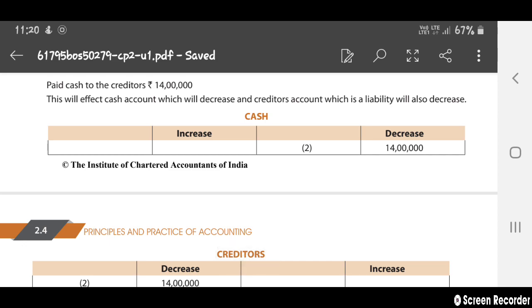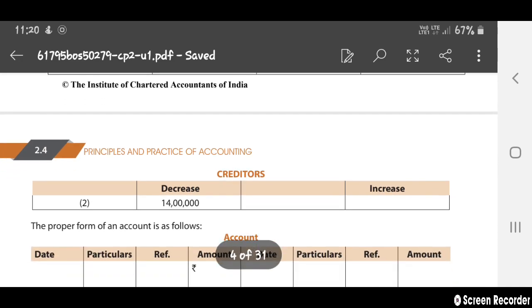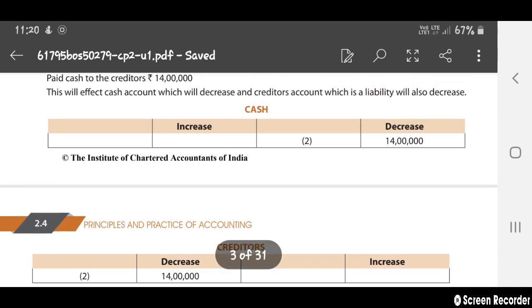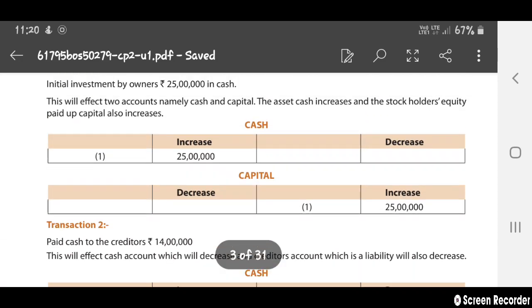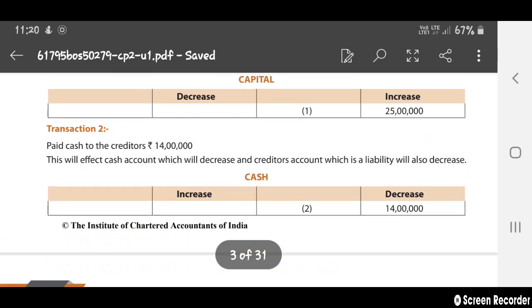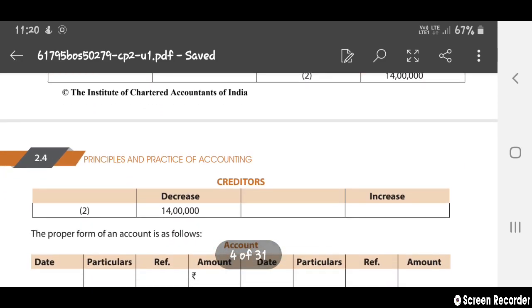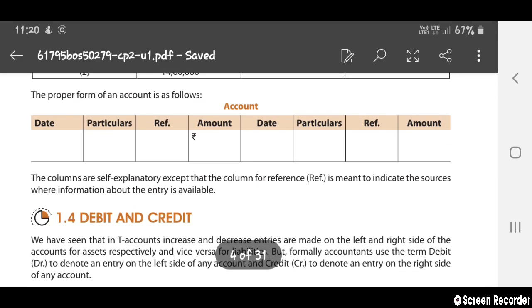What you have to do means, the effect of the cash account, which will decrease, you have to put here 14 lakh. Next, the creditors account, which is a liability, will also decrease. So here you have to put it, so you have to interchange. Increase first you have in cash, it will come as decrease. In capital it will come as decrease, increase. In creditors it will come as decrease, increase. Like that you have to think.